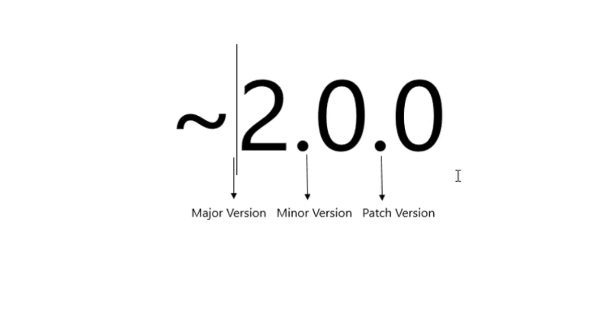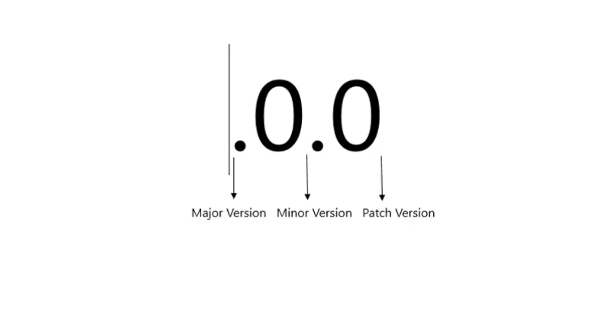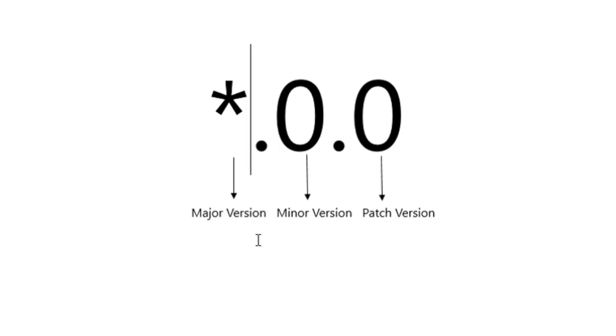There's also a symbol called the tilde symbol. This allows patch version updates only. But if you do not want any updates at all, then you don't put any symbol in front of the major version number. But if you want to allow any update at all, then you would replace the major version number with a star symbol. This allows any update at all.